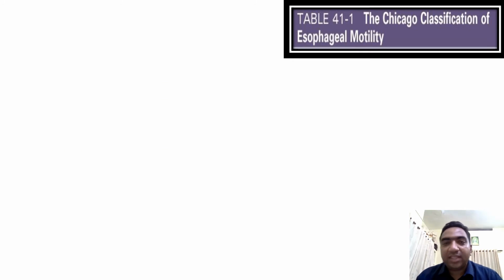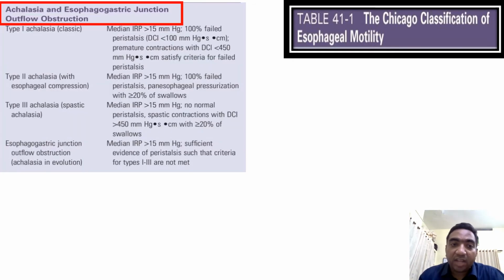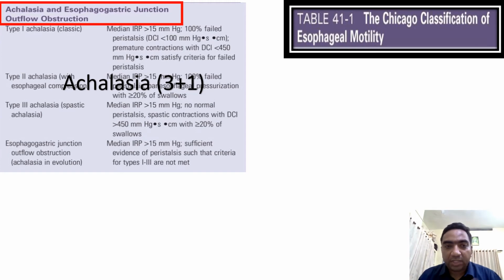So with this, our number 5 has increased in numbers. There were only 5 esophageal motility disorders when it was simple manometry. Now, with the advent of high resolution manometry, a new classification has come, the Chicago classification. Now, there are achalasia cardia and esophagogastric junction obstruction. Achalasia cardia has itself become 4: type 1, type 2, type 3, and esophagogastric junction outflow obstruction or hypertensive LES.